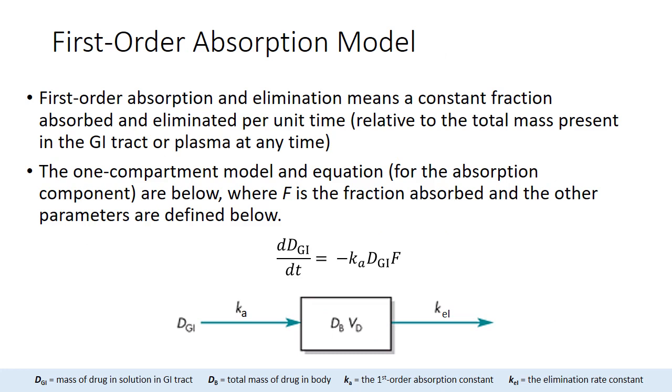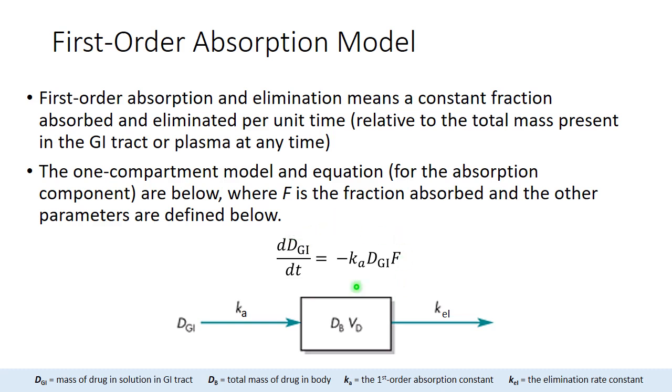Okay, and obviously that means a constant fraction is absorbed and eliminated per unit time relative to the total mass present in the GI tract or plasma at any time. So what that means is that when you change the amount or mass of drug in the GI tract, you will change the mass absorbed. When you change the mass of drug in the plasma, you will change the mass of drug eliminated, again, per unit time. So in this equation, this is not the elimination one yet, but we're going to get to that. This is just strictly absorption.